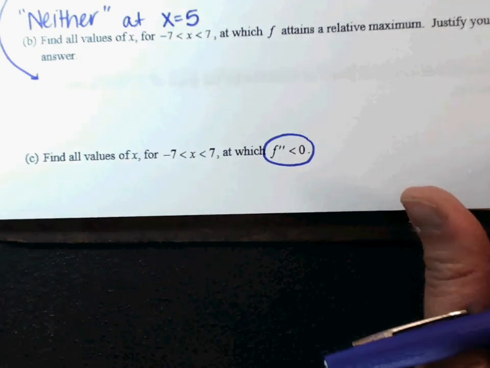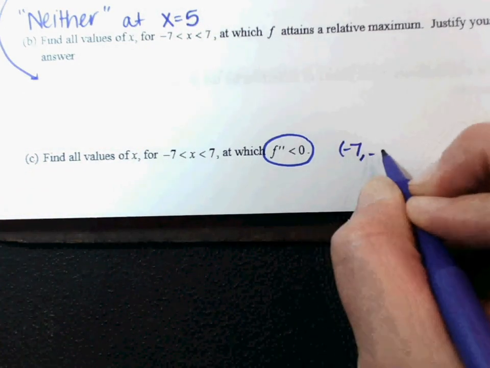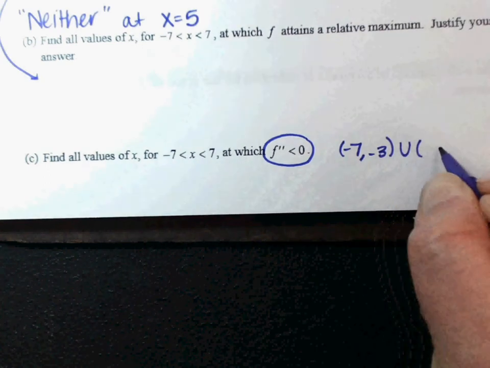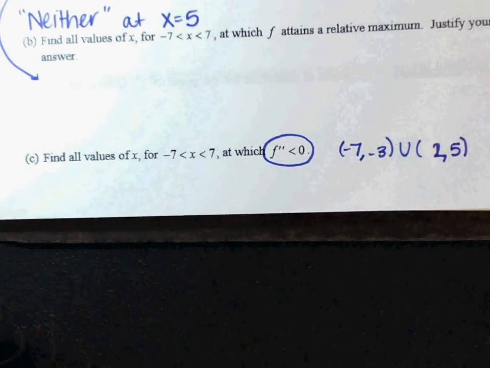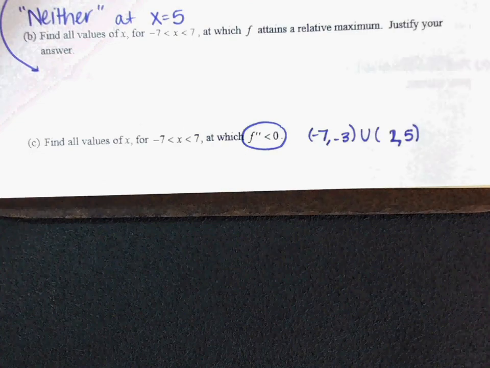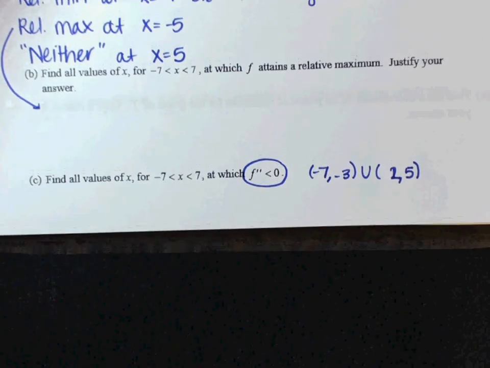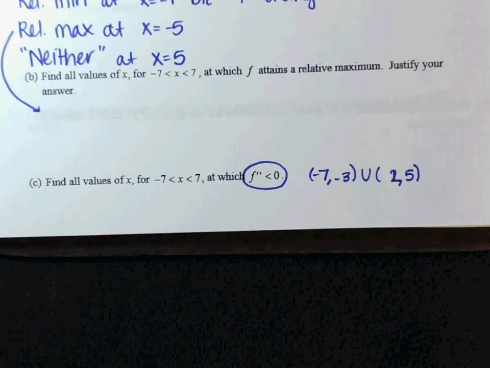Parentheses. But this is going to get you no points. This is why: -7 to -3, union 2 to 5. I'm going to give you a minute to reread the question and tell me why that won't work. You don't need an x equals, and it's not a parentheses versus bracket thing. On the AP test, if you use a parentheses instead of a bracket or vice versa, they don't take off for that at all. What is wrong with it? Read the little thing.